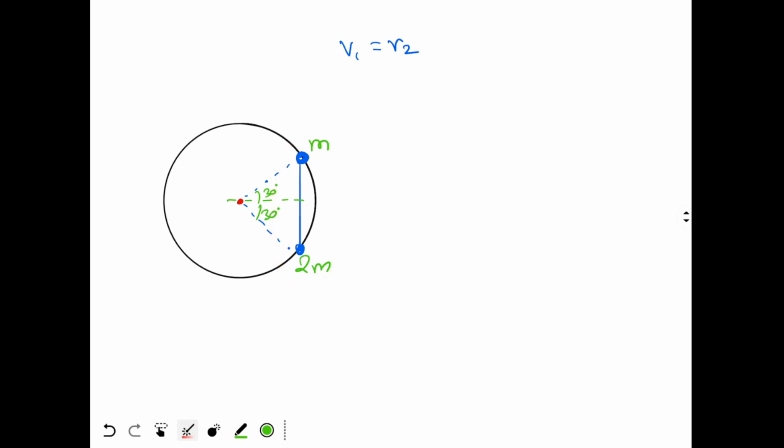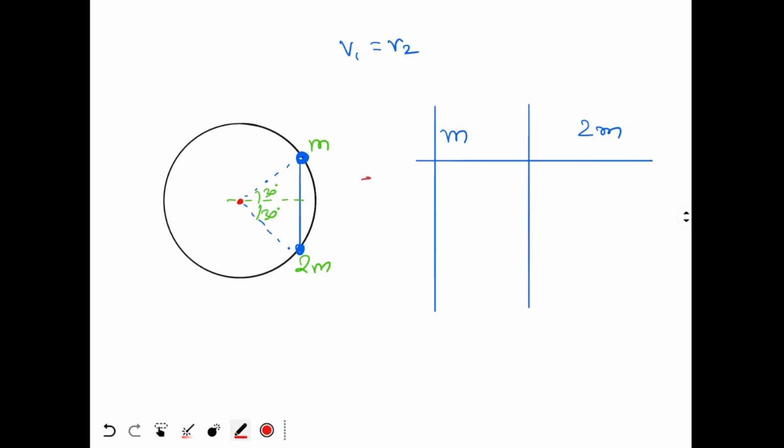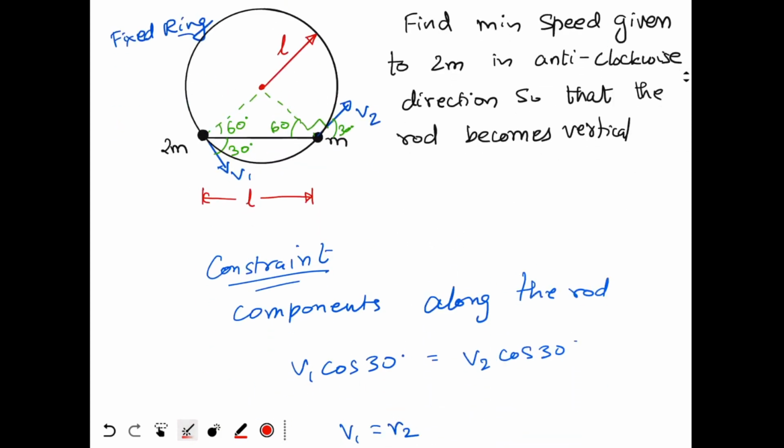So what is their height from the center? So the bead of mass m has height L sine 30. Correct. This is L. So this is L sine 30, that is L by 2. And this is L by 2 below the center. So we will write down for particle m, for particle 2m. I'll write some parameters and compare them. So first of all, I have initial height from the center. I am comparing the heights with respect to center. So what is the initial height?